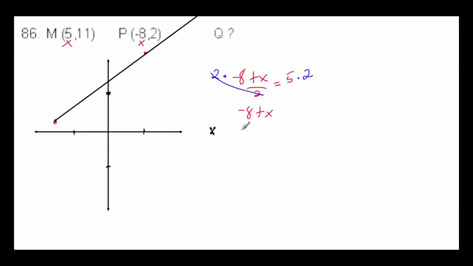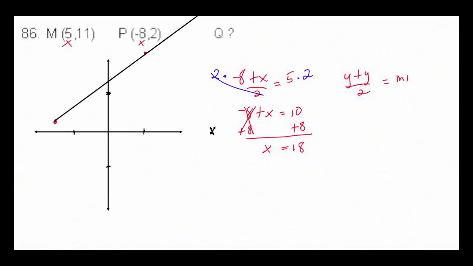Got to get rid of the negative 8, so do the opposite: plus 8 on both sides. The negative 8 and positive 8 cancel because they're opposites. I'm left with x equals 18. And remember we said that it's going to be way over here. Now do the same for the y's. So I have y plus y divided by 2 equals my midpoint.